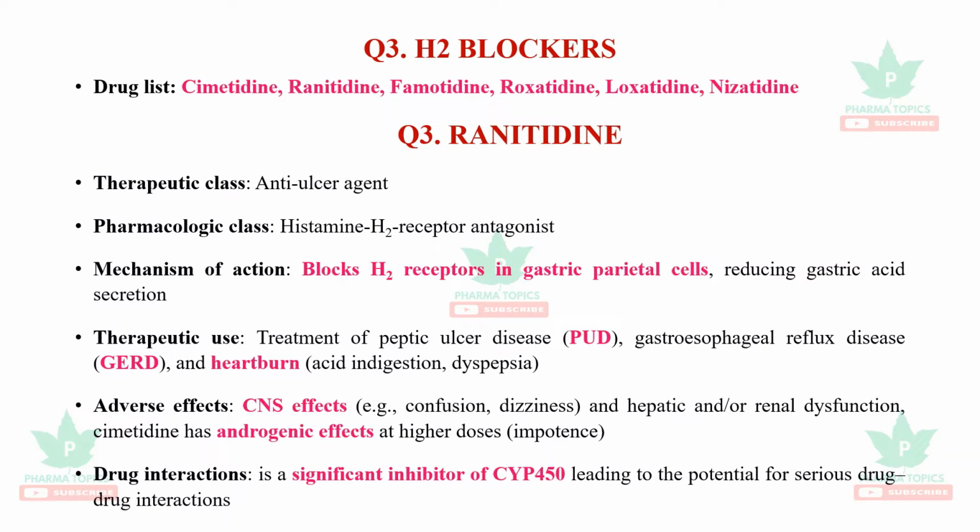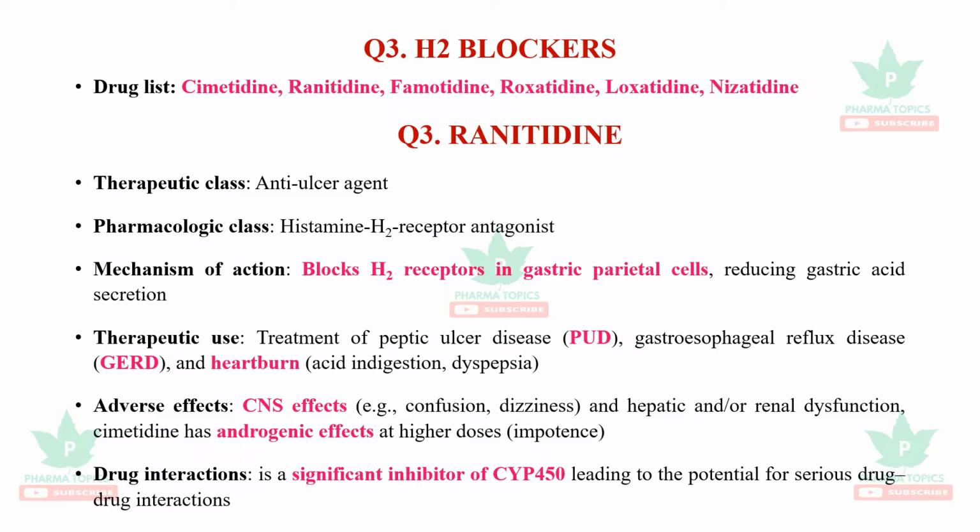The third question is related to H2 blockers. The question may be a short note on H2 blockers, and they may ask specifically about ranitidine. The H2 blockers include cimetidine, ranitidine, famotidine, roxatidine, lafutidine, and nizatidine. If they ask about a particular drug, you can write about this. It's an anti-ulcer agent, H2 receptor antagonist. It blocks the H2 receptors which are present in the gastric parietal cells, which reduces gastric acid secretion. They are used in treatment of peptic ulcer disease, gastroesophageal reflux disease, and heartburn, which includes acid indigestion and dyspepsia.